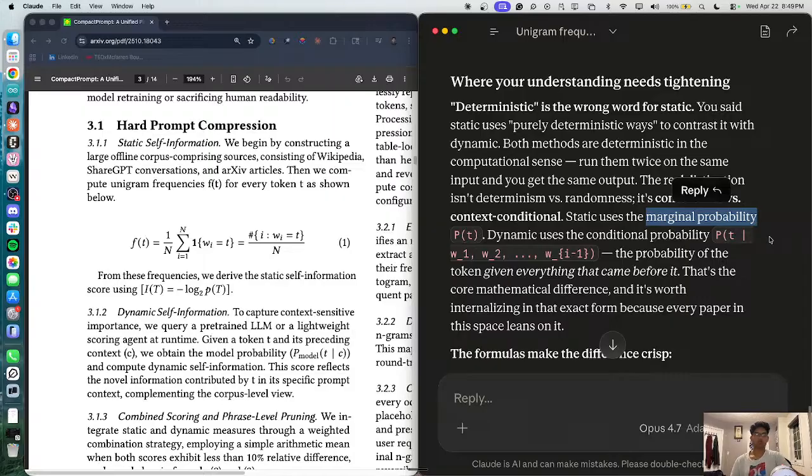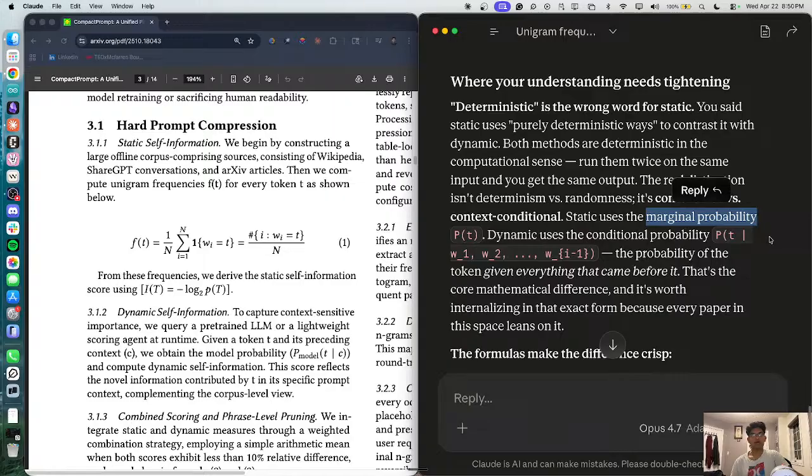Now there are two different approaches to self-information. The first one, which we have gotten, I would say, 60 to 70% there, is static self-information. This one is not context aware. That's the best way I can put it. All of the scores will stay the same regardless of the surrounding tokens of the target token that you want to know the informative ability for, right?